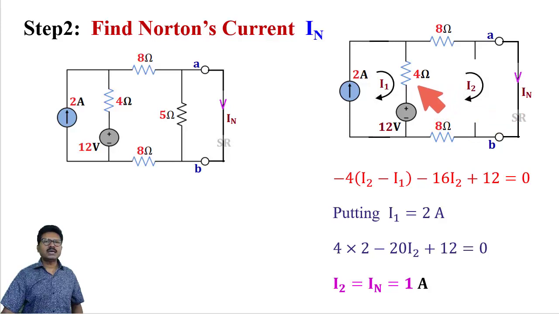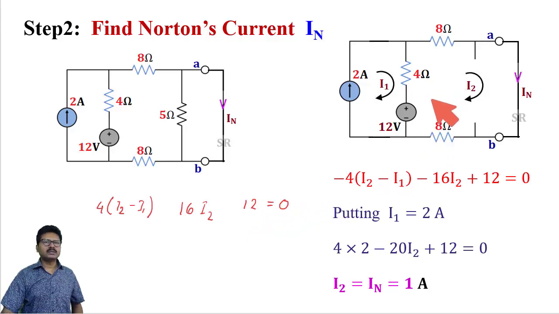Now what is the potential across this 4 ohm? Through this 4 ohm, I2 is flowing from down to upward direction and I1 is flowing from upward to downward direction. So the current flowing through this 4 ohm is I2 minus I1, into 4. Now I2 current is flowing through this 8 ohm and this 8 ohm, so the total potential will be 16 into I2. In this loop another potential is 12 volt. The summation of these three is 0.